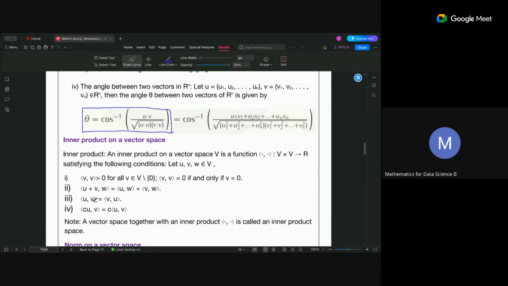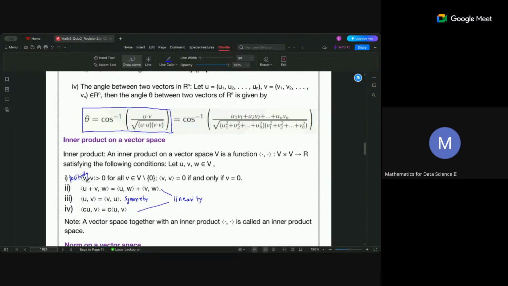And then it is symmetric: the inner product of u comma v is the inner product of v comma u. And then again, these two are the linearity property. Linearity. And this one is the symmetry property. And this one is the positivity property.